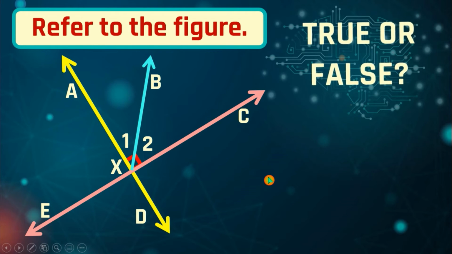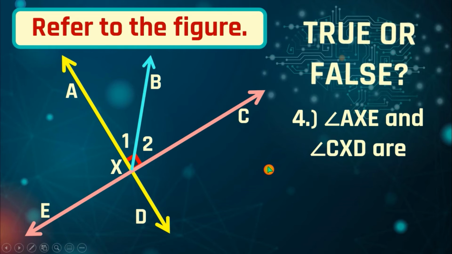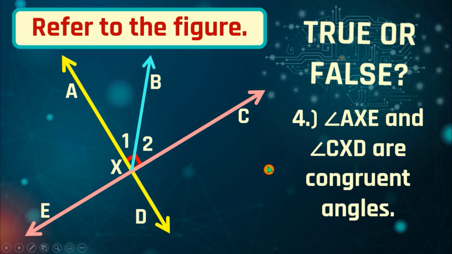Next, let's have true or false for number 4. Angle AXE and angle CXD are congruent angles. First, let's look for angle AXE. Nasaan ba si angle AXE? AXE. So, this angle. And angle CXD. Where's our CXD? Angle CXD.